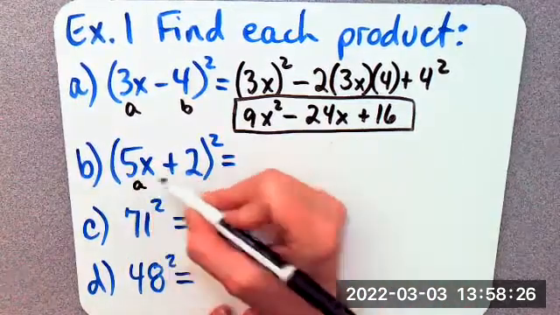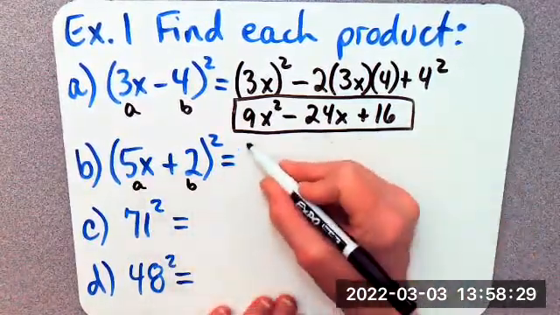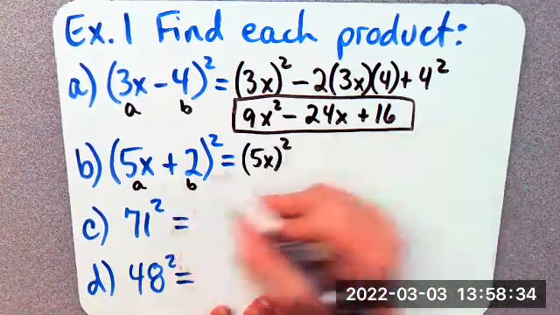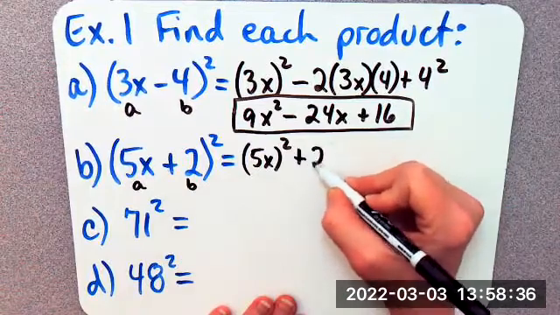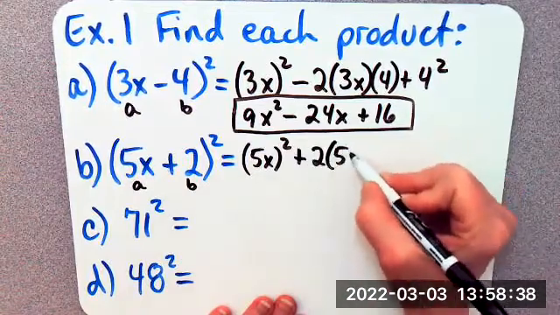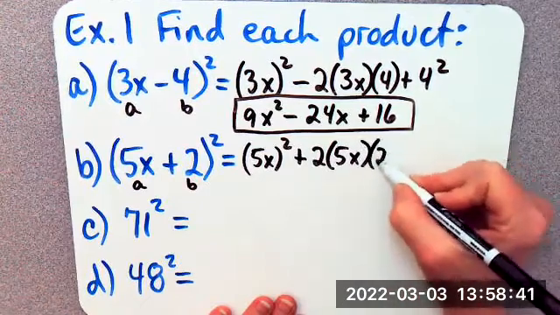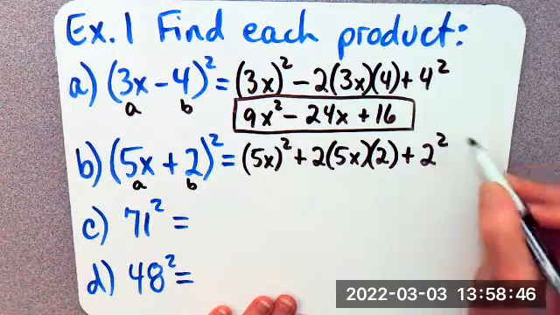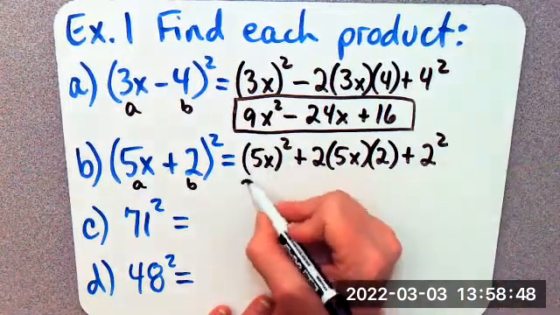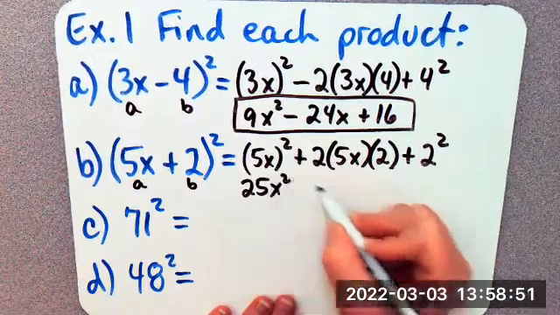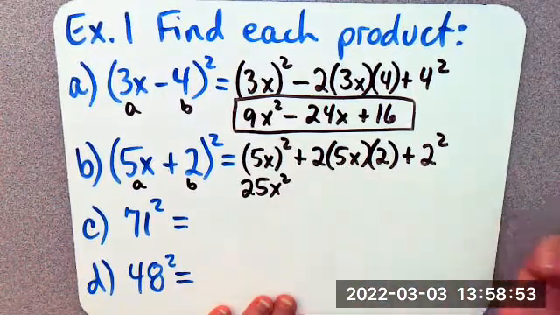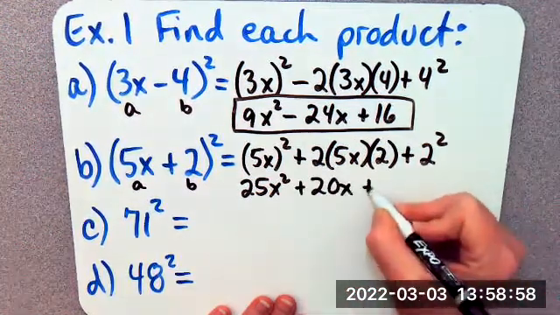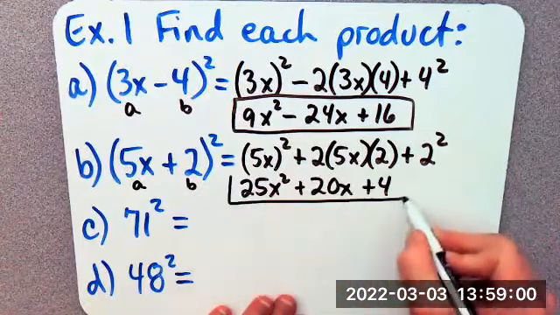Okay, so this is a, this is b. We're going to use 5x squared. We have a plus sign, so plus 2 times a, which is 5x, times b, which is 2, and then plus b squared, 2 squared. So 5 squared is 25x squared, and then 2 times 5 is 10, 10 times 2 is 20x, and then plus 4. So that is the answer.